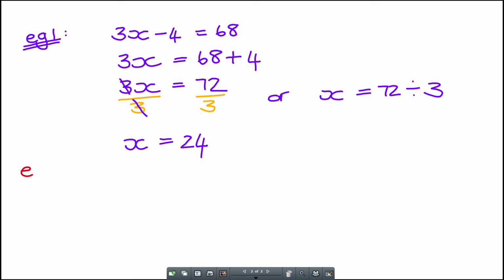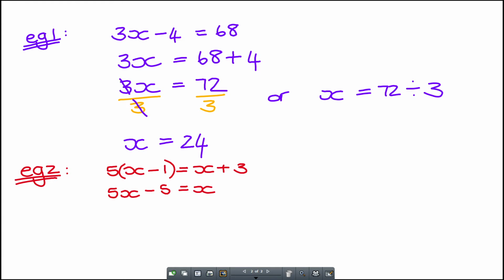Right. Example 2. 5 times the bracket x minus 1 is equal to x plus 3. Okay. So step 1, what is BODMAS? Get rid of the brackets. Right. So if I multiply brackets in, it will become 5 times x is 5x. And 5 times minus 1 will give me minus 5. Okay, you fine with that?